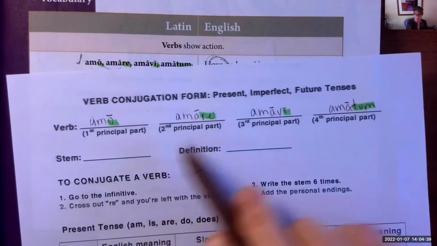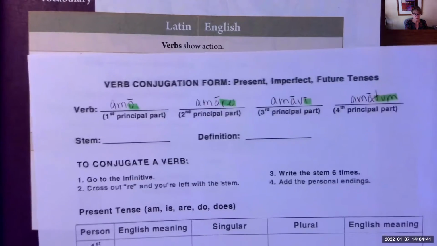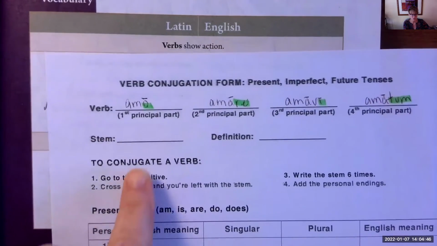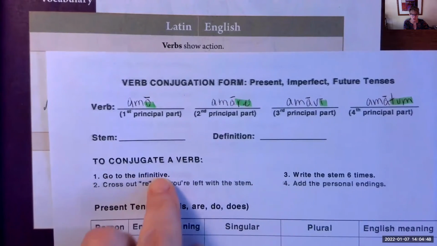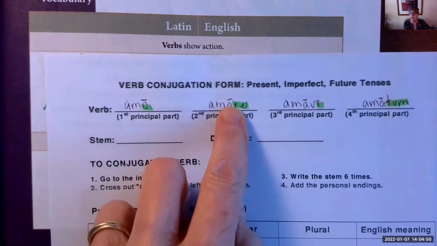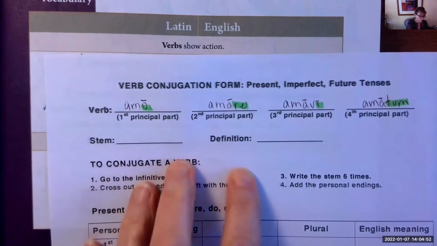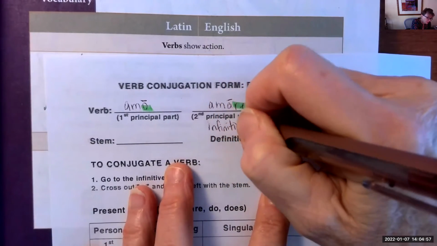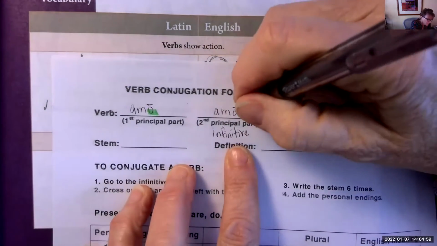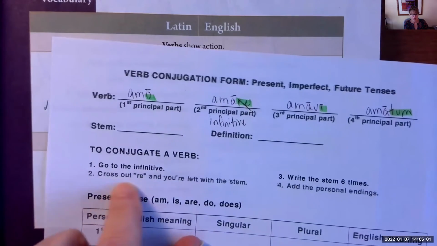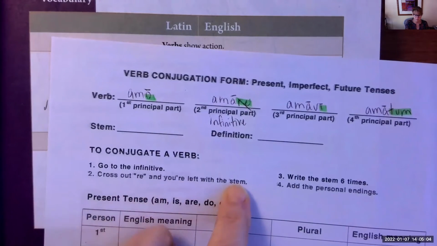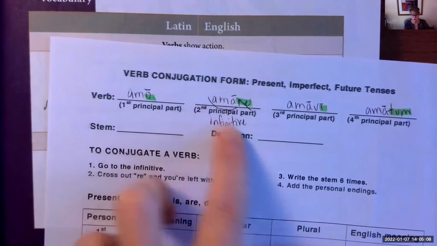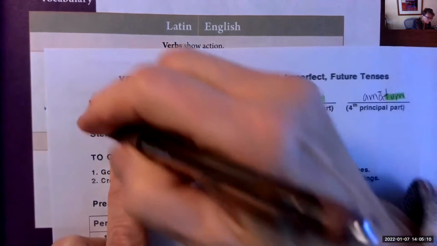Once the four principal parts of the verb are written at the top, then we're going to find our stem. Remember, Latin's all about stems and endings. So to find a stem, you're going to go to the infinitive. The infinitive is the second principal part of the verb. You're going to cross out the RE. And you're left with the stem. So if I asked you to spell it, it's A-M-A, just like that. And you're going to put that right there.